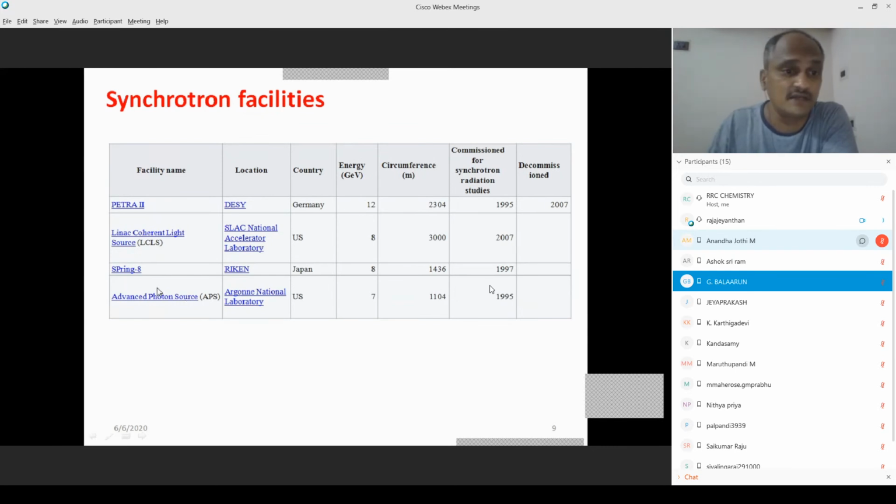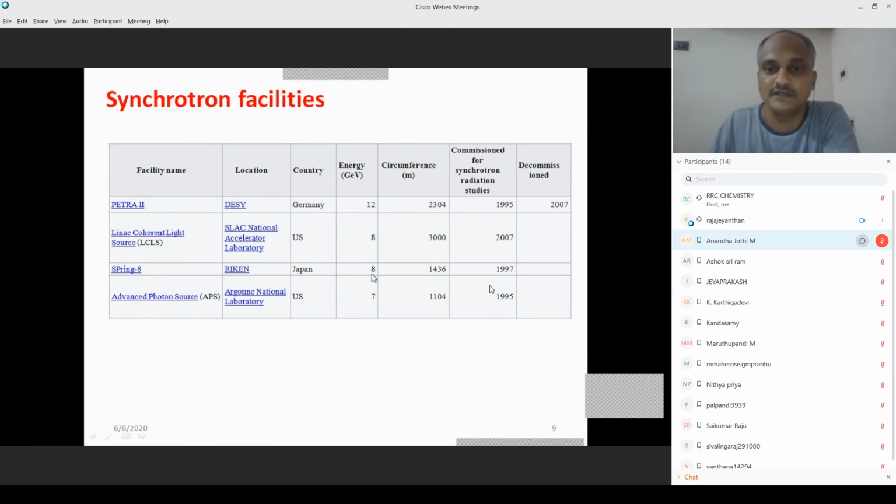Commissioned in 2007. And the very famous one in Japan is called SPring-8, the Super Photon ring 8. The 8 corresponds to the energy to which the electrons are accelerated. Here it is 8 GeV, with a circumference of around 1436 meters, and it was commissioned in 1997. There is another facility called the Advanced Photon Source at Argonne National Laboratory, US, with 7 GeV and a circumference of around 1104 meters, commissioned in 1995.